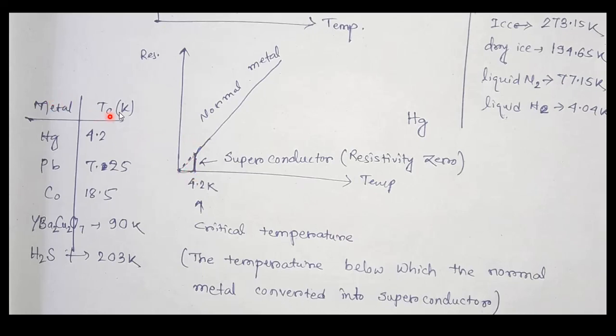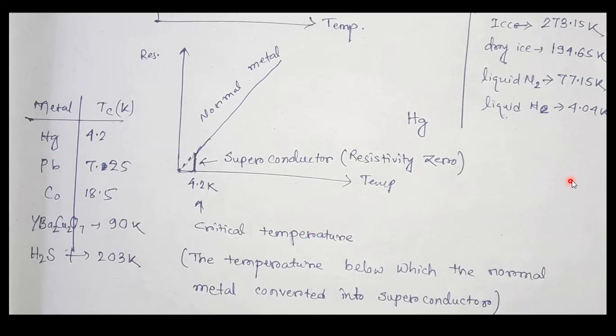And the experiment with different metals, you can see for Hg this is 4.2, for Pb lead 7.25, cobalt, and this is a composition YBa2Cu3O7 90 Kelvin, H2S 203 Kelvin. So this is the experimental result.